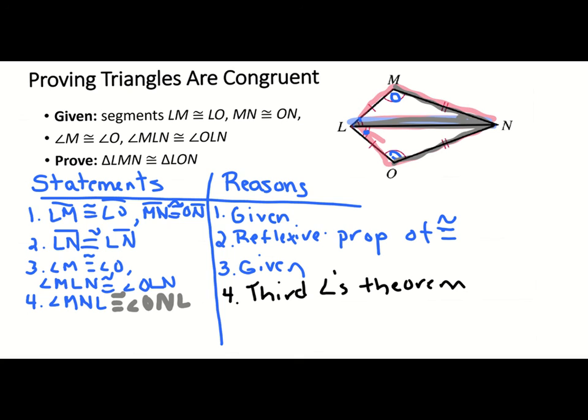Now I've proven all sides are congruent and all angles are congruent. So that means that I can prove that triangle LMN is congruent to triangle LON. And this would be just your definition of congruent triangles, because if all three sides are the same and all three angles are the same, they are congruent. So our reason would be definition of congruent triangles, and you can abbreviate there. And that is it for section 4.2.